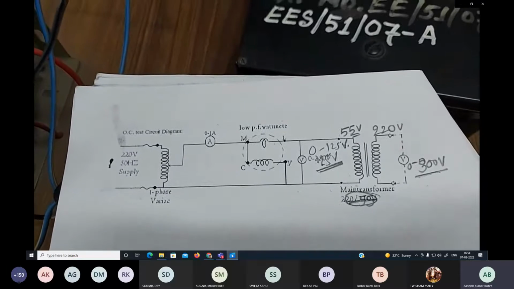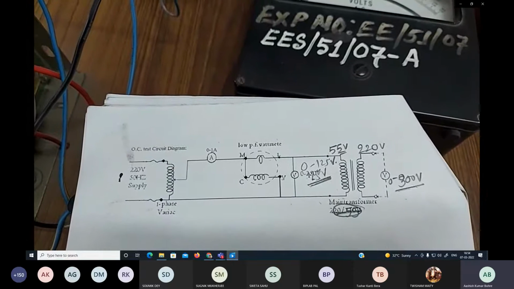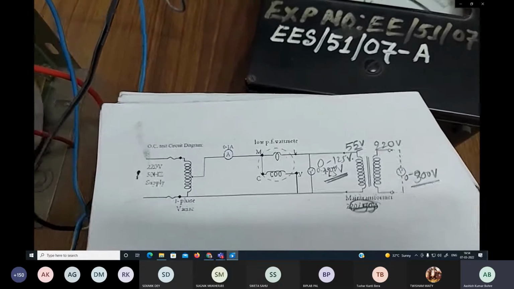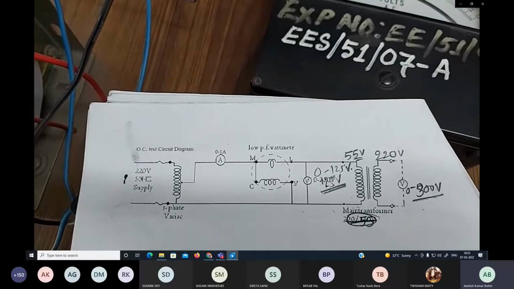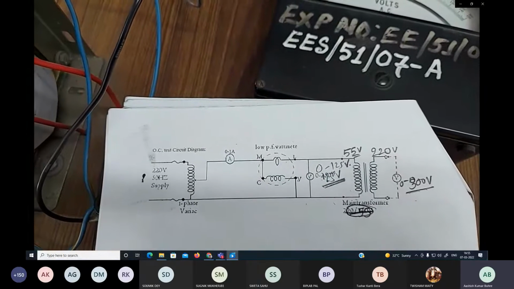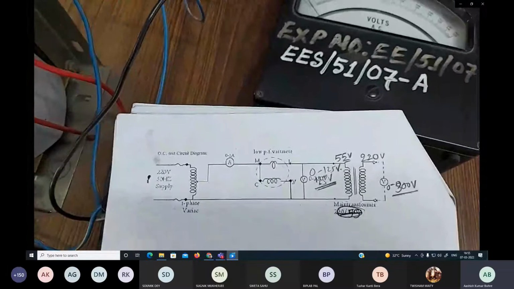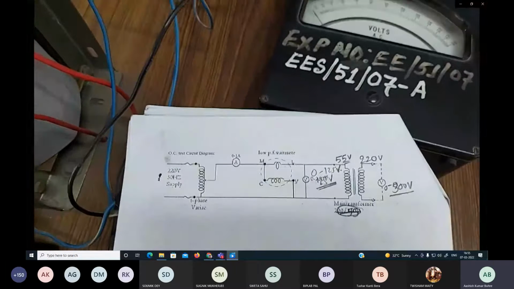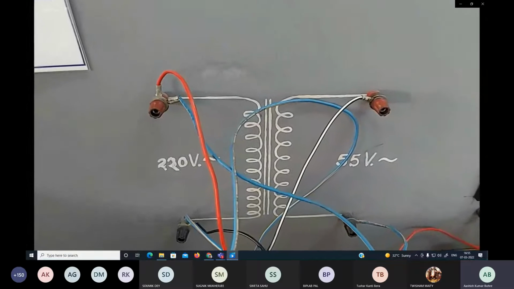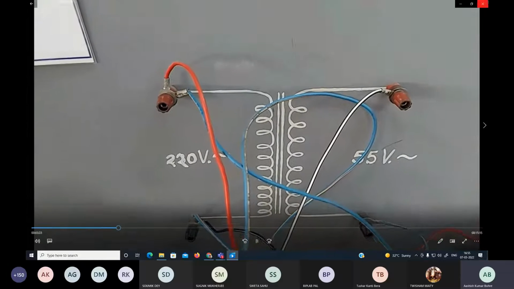Here the apparatus required are one single phase variac, one ammeter, 2 voltmeters, and 1 wattmeter, which should be a low power factor wattmeter. Because this is the no load open circuit test, we will not connect any load on the secondary, so a very low power factor is observed here. So we will use an LPF wattmeter here. On which side do we perform the open circuit test? The 220 volt side. It means the open circuit test is always performed on the high voltage side, and here the high voltage side is 220 volt.